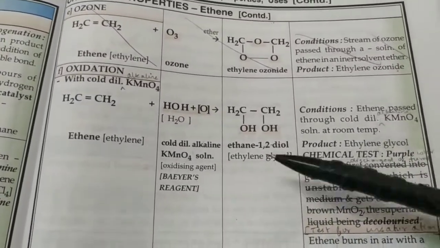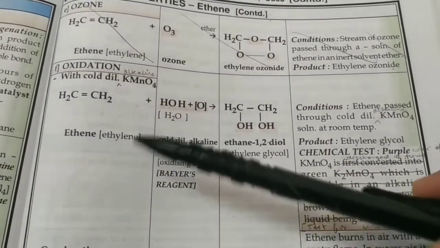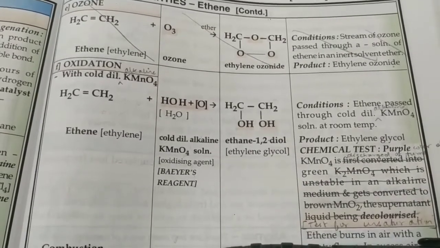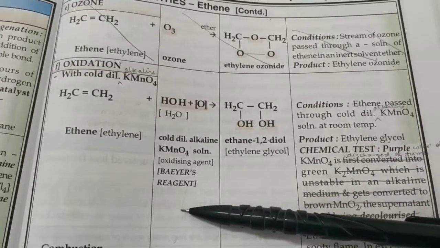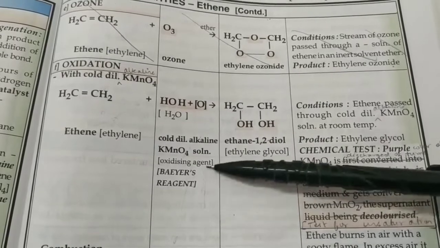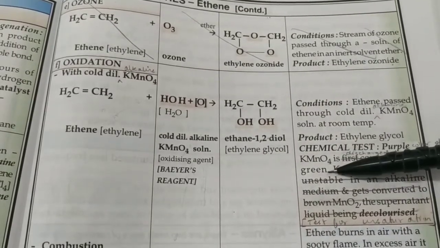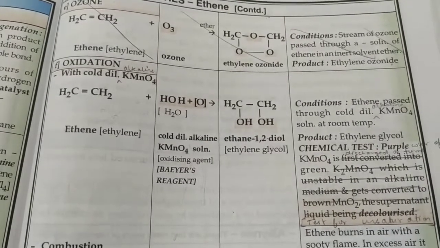So this is another test for unsaturation. If I give you ethene and ethane, how will you distinguish? Well, add Bayer's reagent, which is purple in color, potassium permanganate alkaline. If it is unsaturated like ethene, the purple color will be discharged. It will disappear, and in its place you will have a green color. On the other hand, if there is no such color change, it is a saturated hydrocarbon or ethane.